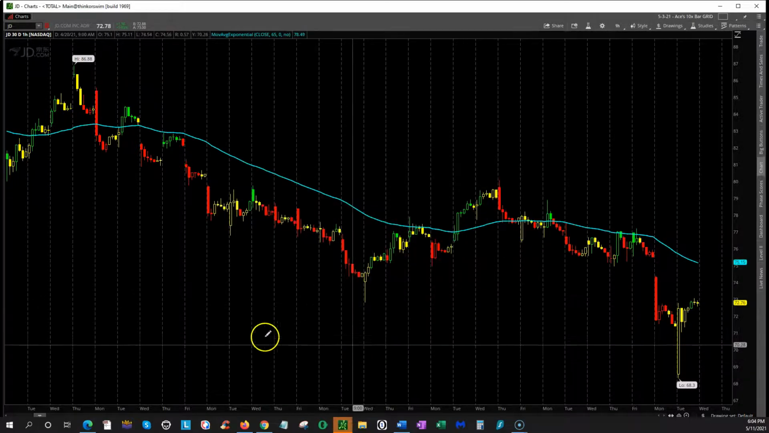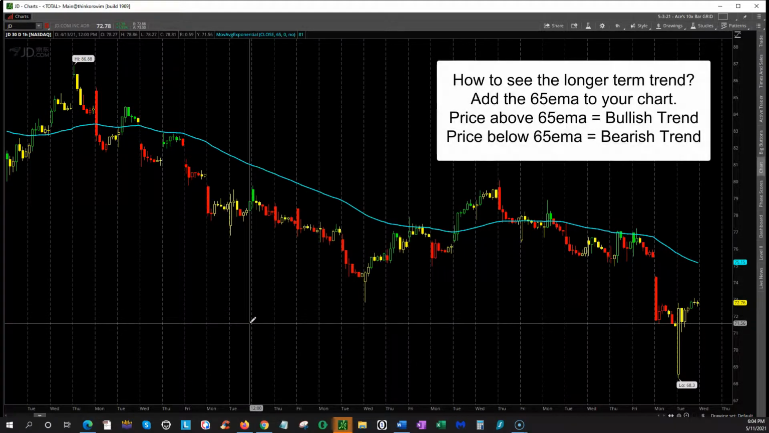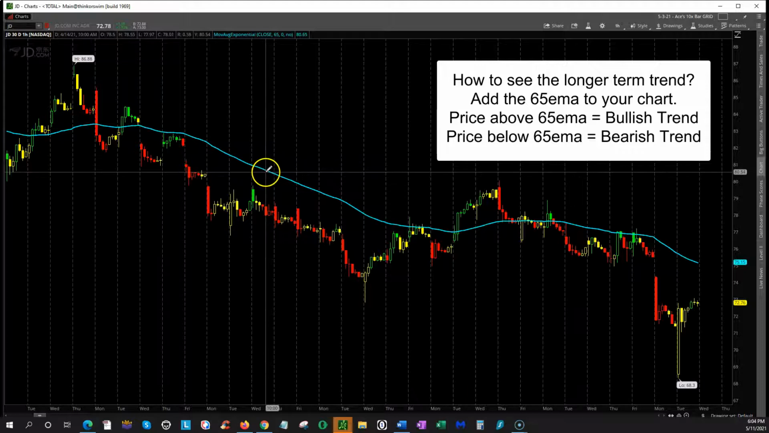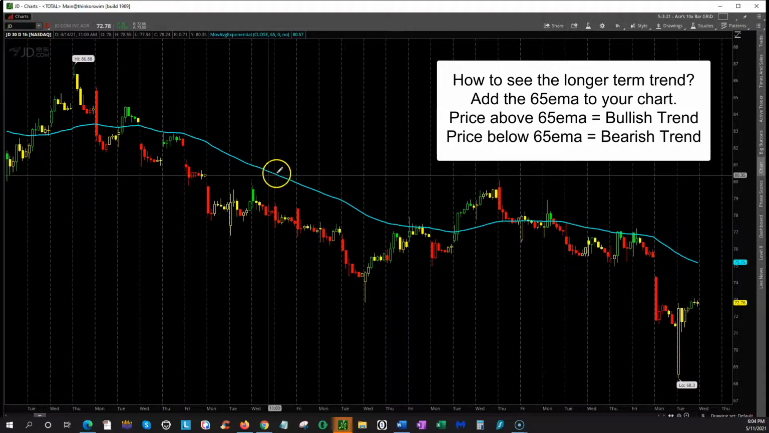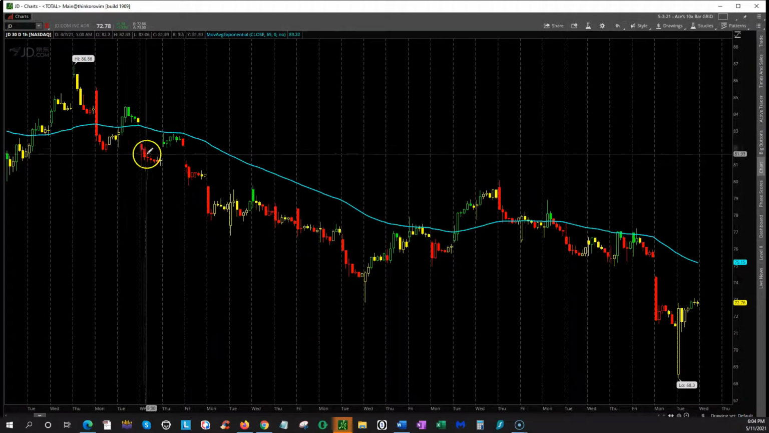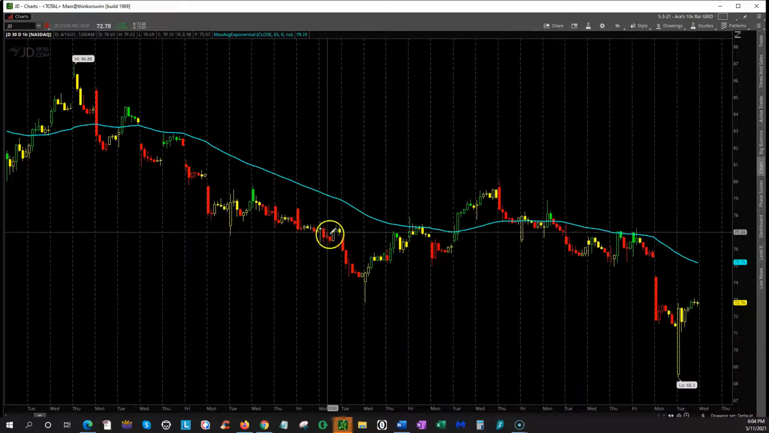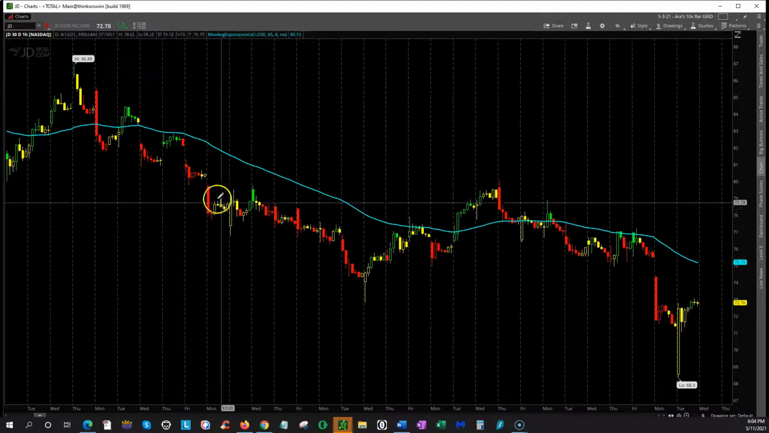Okay, so that's the 65-day EMA. Now, what Elder is saying is that the long-term trend is considered bullish when the market is above this 65-day EMA and bearish when the market's below the 65-day EMA. Well, look at this. Market's below the 65-day EMA, and look at this. Man, it really went down. And there's some really good trades that could have been taken in here, you know.